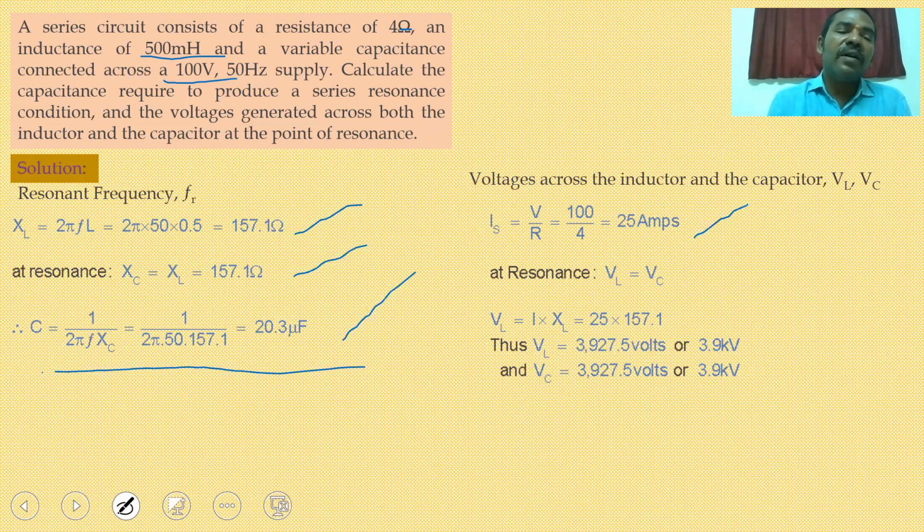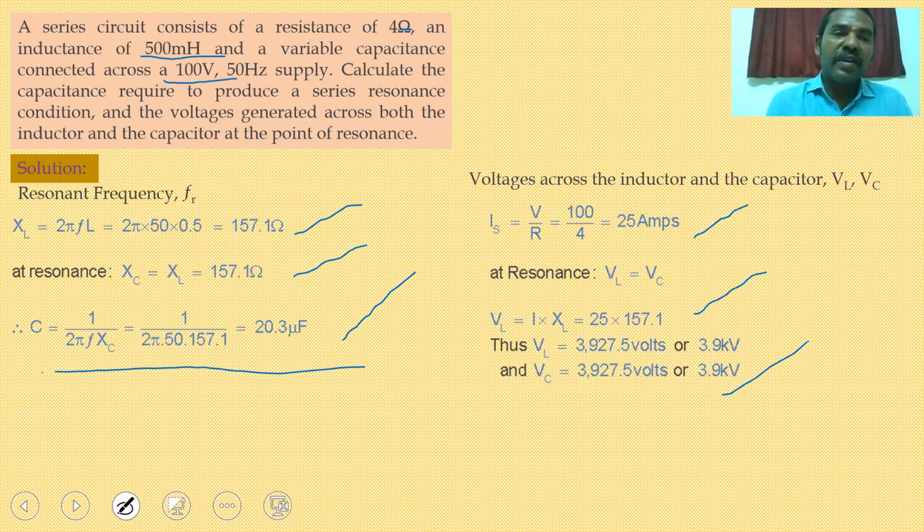So already you know that the voltage drop across the inductor must be equal to the voltage drop across the capacitor under resonance. So here also you can calculate. So VL is equal to I into XL. So what is the value you are getting? 25 into 157.1. So we are getting approximately 3.9 kilovolts. So similarly, voltage drop across the capacitor, if you go for I into XC, there also you can get 3.9 kilovolts only. So this is the calculation for the different types of problems under series.